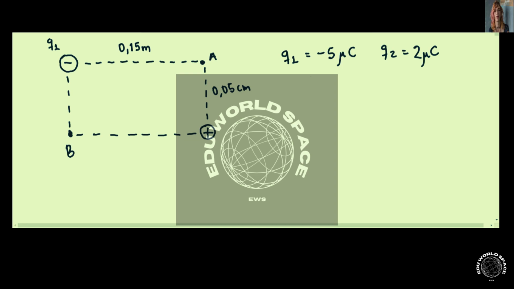Hi there. So for this problem, we need to calculate first the electric potential at corner A, and to do that, we just simply need to use the equation for the electric potential. In this case, it is the product of Coulomb's constant times the charge over the distance to the point where we want to obtain this quantity.